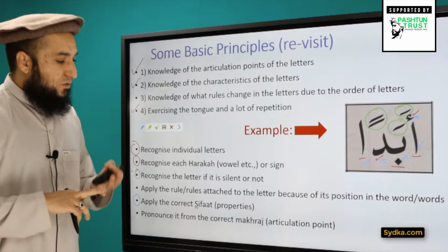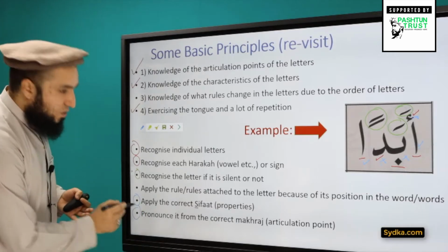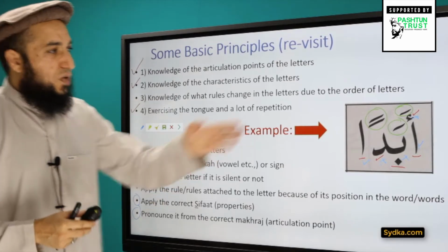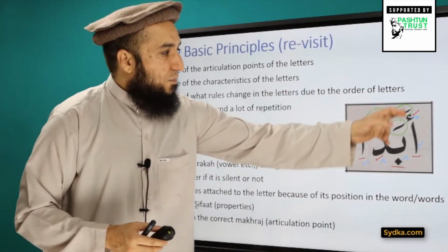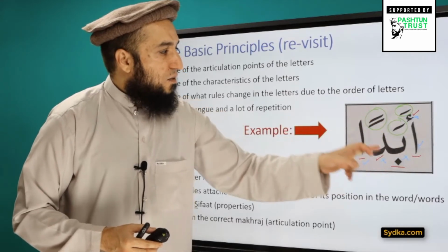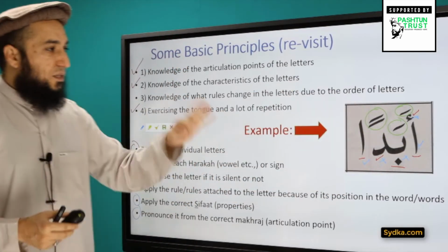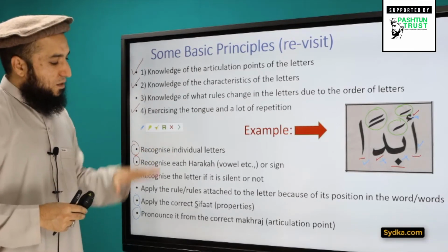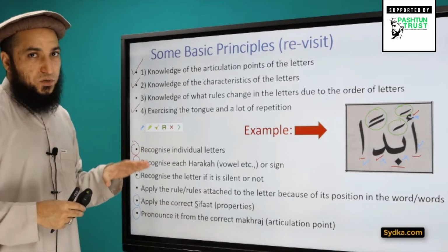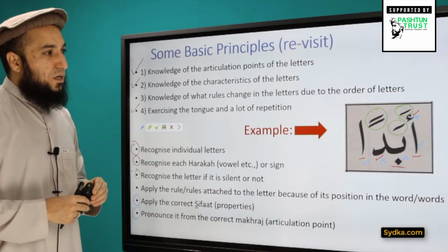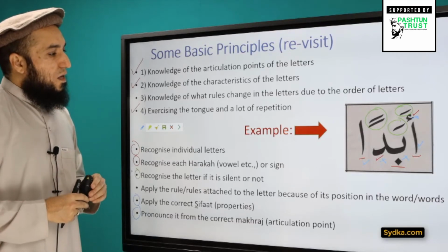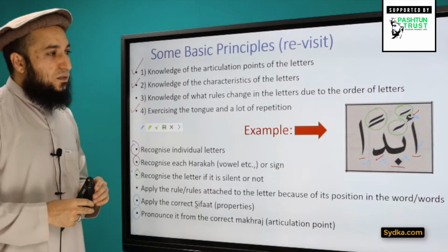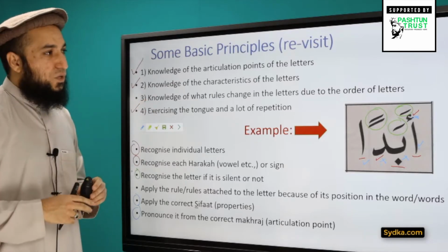The next one is pronouncing each letter from its correct makhraj, articulation point. And the other one we can add is we count how many syllables are there. For example, here is a, one, ba, two, then. So there are three syllables in this word. If we manage to implement these steps correctly, then our reading and recitation will be very easy. These are not fixed rules, you can add or subtract to it. These are just general guidelines for recitation or reading the Arabic.